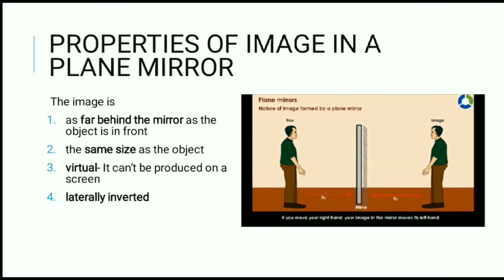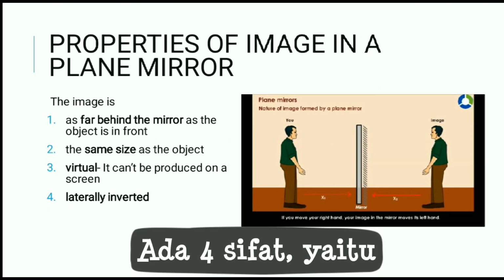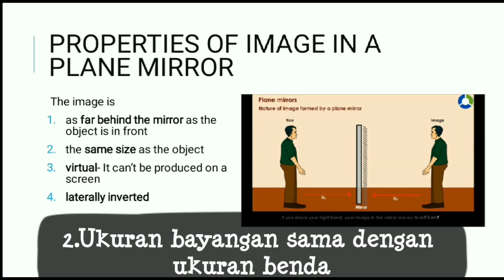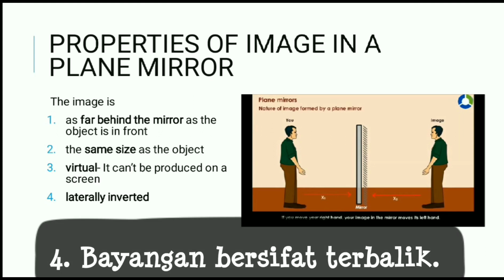Okay, then we go to the properties of an image in a plane mirror. We have four characteristics. The first one, the image will be as far behind the mirror as the object is in front. So the distance of the object in front of the mirror and the distance of the image are the same, right? Then the second, the image is the same size as the object, and that it is virtual, it cannot be produced on a screen, and it is laterally inverted.